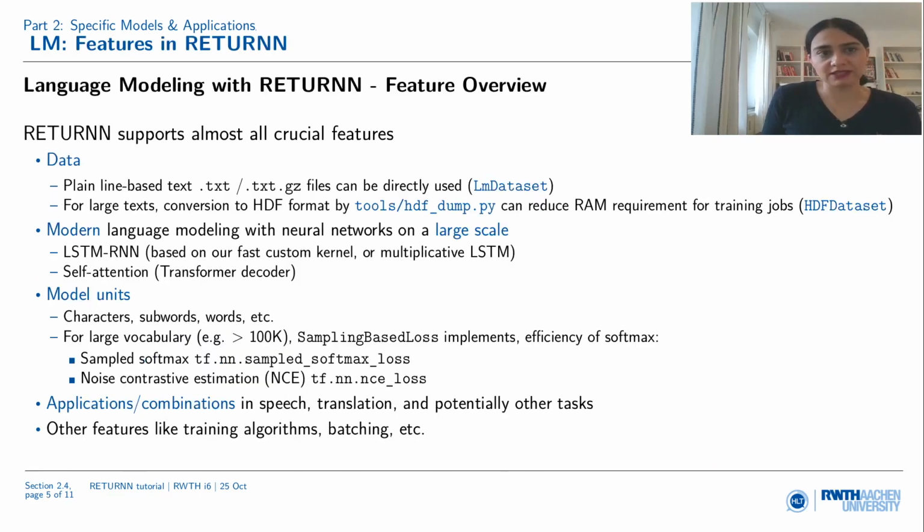Okay, let's see how we can benefit for language modeling in RETURN. RETURN basically supports almost all crucial features for language modeling. In terms of data, it supports plain line-based text using LM dataset, as well as conversion to HDF format using HDF dataset, which requires less memory. It supports modern language models with neural networks, both LSTM, self-attention based, and others. Different units like characters, subwords, and words are supported. For large vocabulary, we can benefit from efficient softmaxes and use sampled softmax or noise contrastive estimation. It is also simple to integrate language models in different tasks like speech, translation, and potentially other NLP tasks. And many more features like training algorithm, batching, and so on.